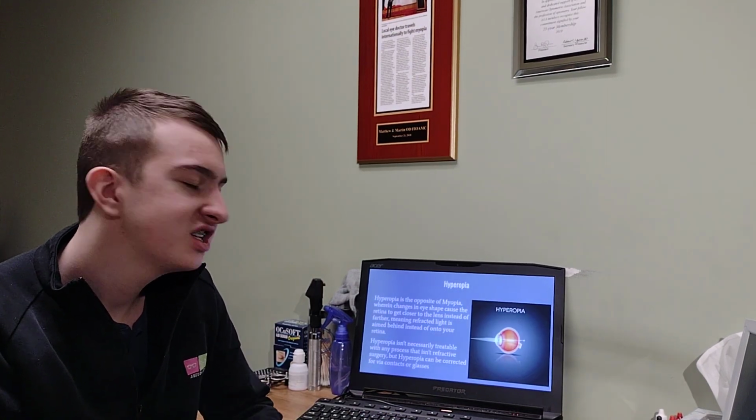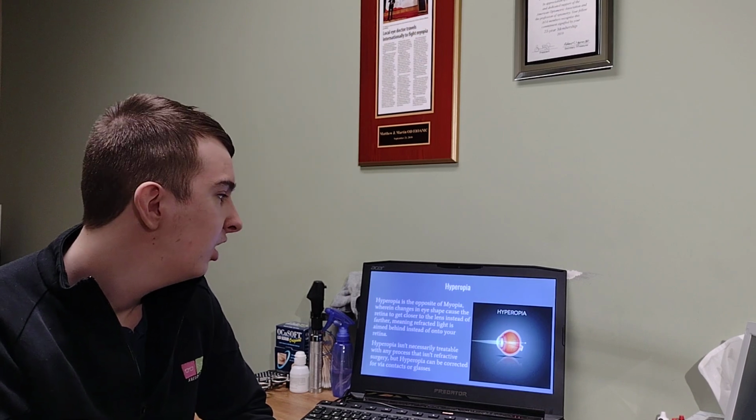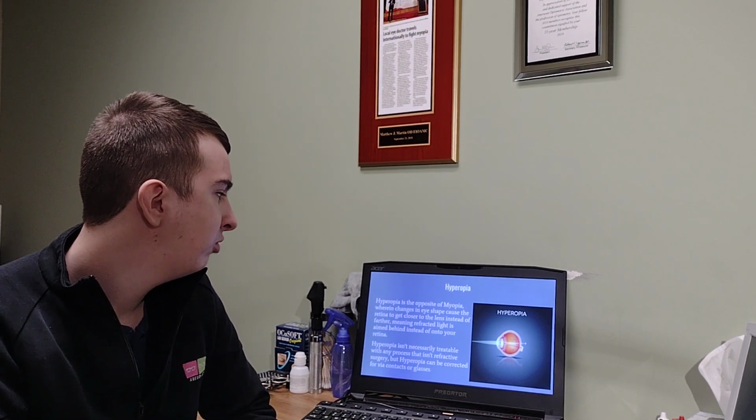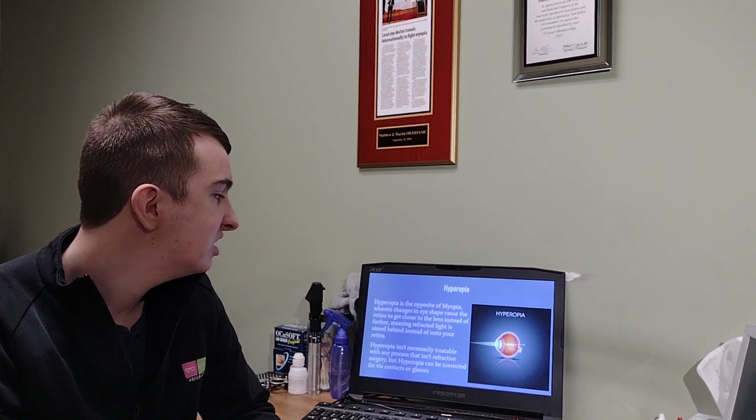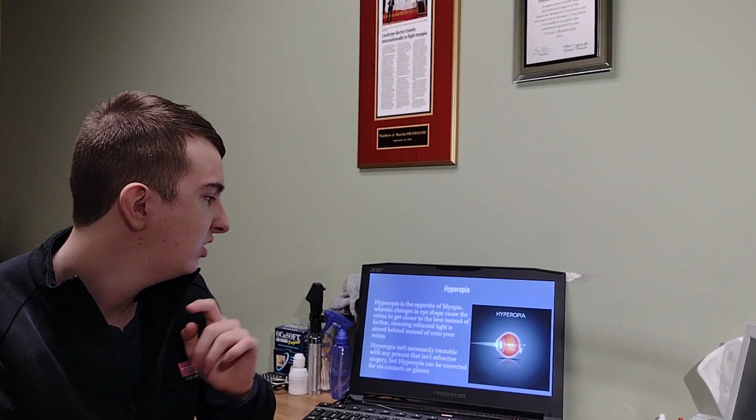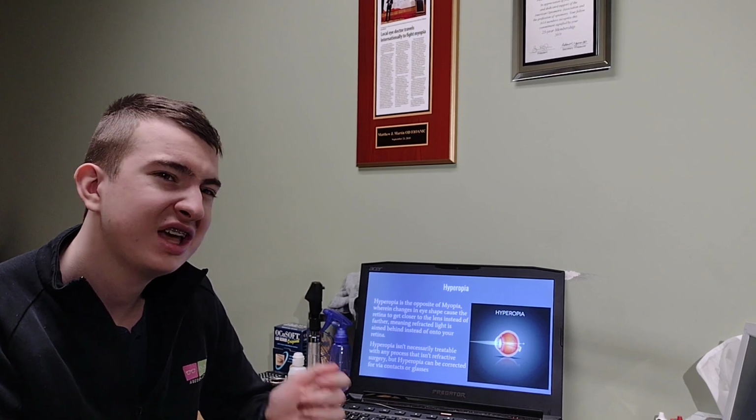Let's talk about our next condition, which in this case is hyperopia. Hyperopia is in many ways the opposite of myopia, wherein changes in the length of the eye cause the retina and the lens to get closer instead of farther, meaning reflected light is aimed behind instead of onto your lens. Hyperopia isn't necessarily treatable, but can be corrected for via the aforementioned contacts and glasses, as can most of these conditions I'll be talking about.